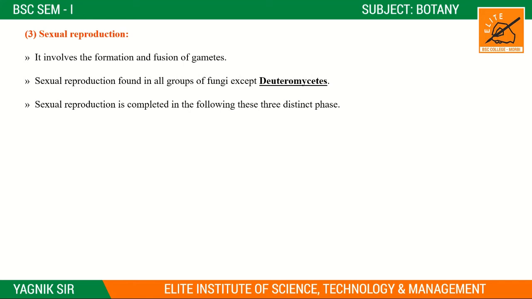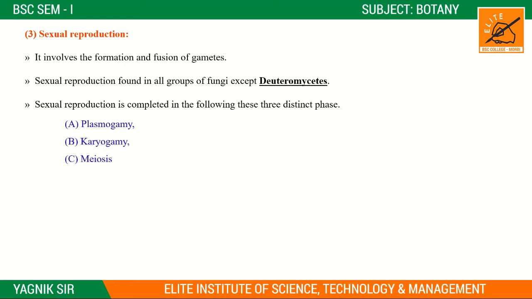Sexual reproduction is completed in the following three distinct phases. Normally these sexual reproductions pass through three distinct phases. Which three? First is plasmogamy, second is karyogamy, and third is meiosis. In plasmogamy, two protoplasts are fused, right? Karyogamy means two nuclei are fused, and meiosis means one nucleus is divided, right?